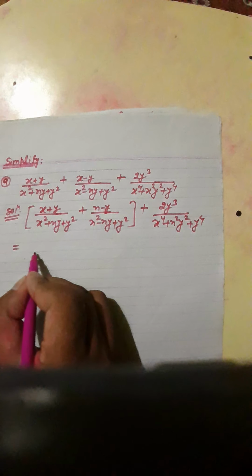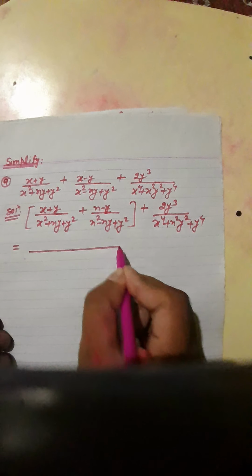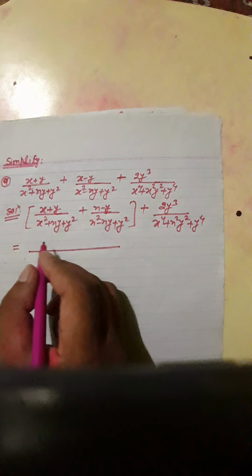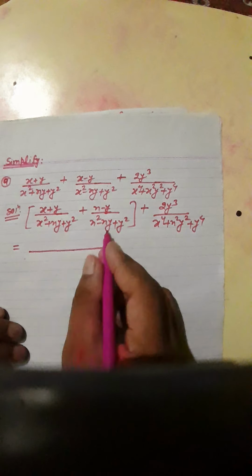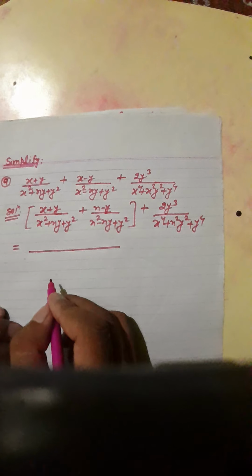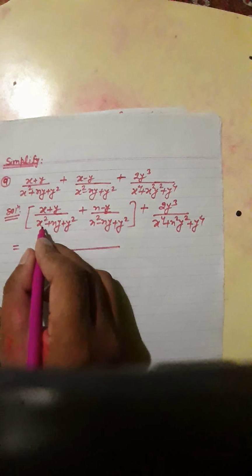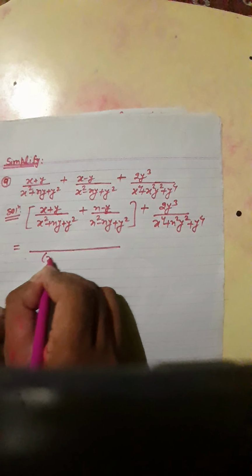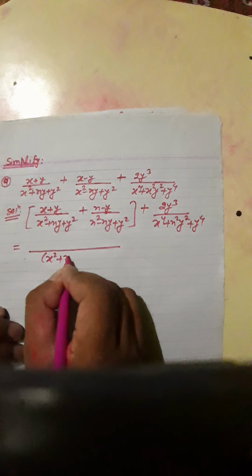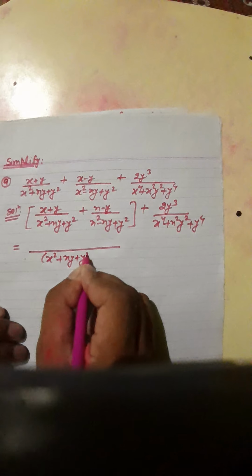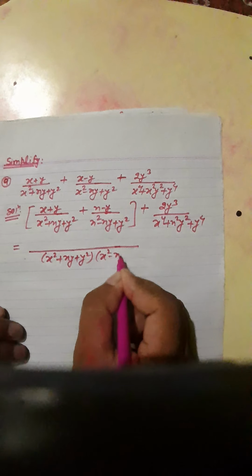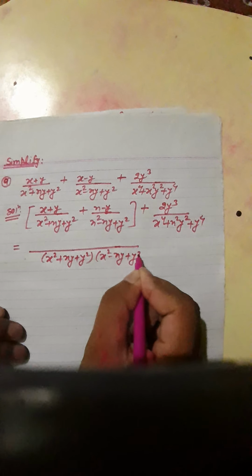Now we can directly take the LCM here. You know, LCM means the product of common factors and remaining factors. Both denominators are different and there is no common factor, so we can take both denominators as the LCM. We can write together x square plus xy plus y square and x square minus xy plus y square.